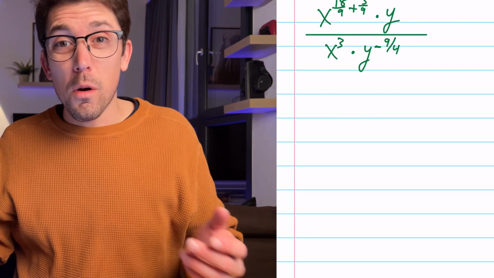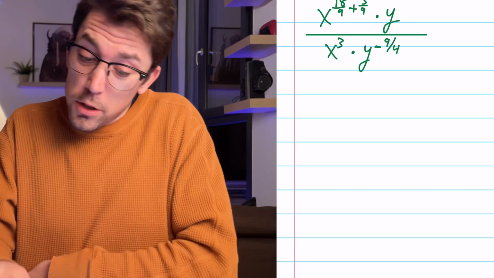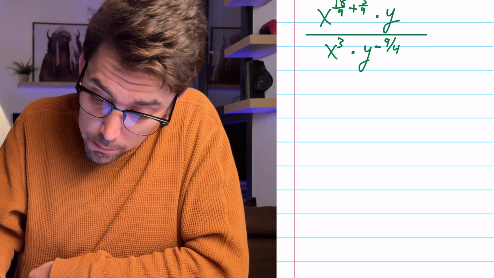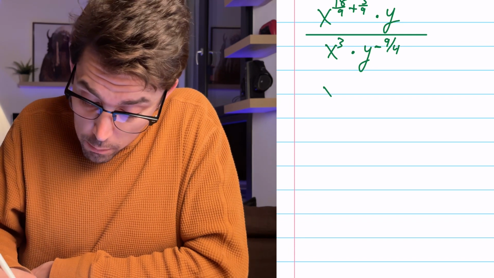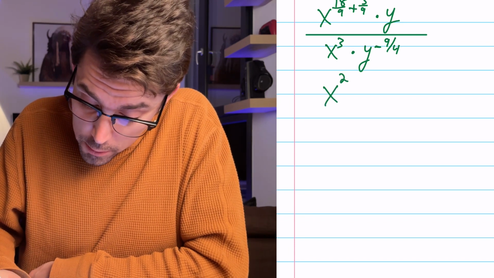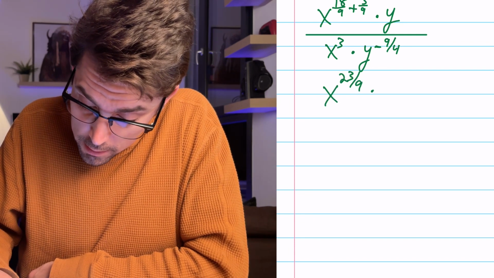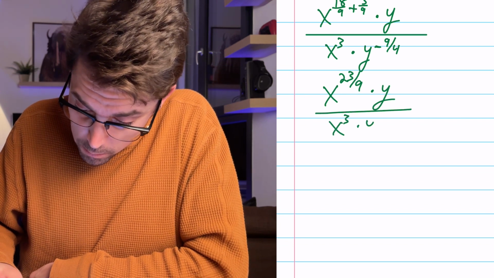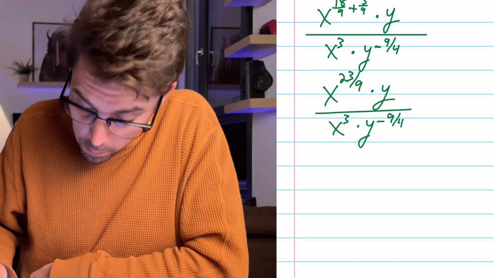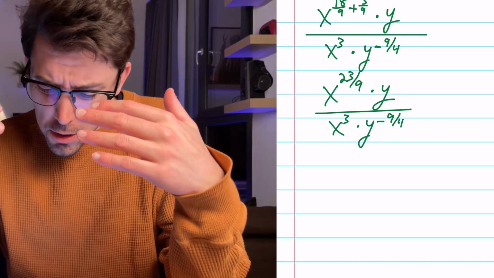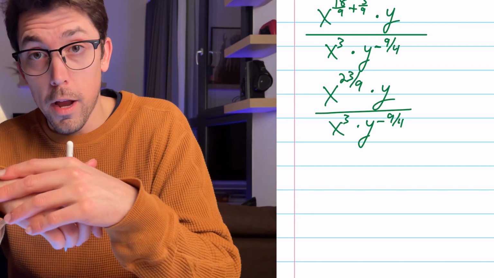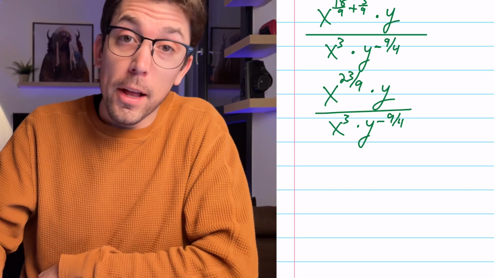Okay, now let's keep simplifying this down. So if we have this term right here, 18 over 9 plus 5 over 9, that would end up being x to the power of 23 over 9 times y all over x cubed times y to the negative 9 over 4. And if you're still looking at this wondering what you should do, take a look at how we divide exponents, our quotient rule for exponents, and how we subtract them, okay? That'll help you out here.